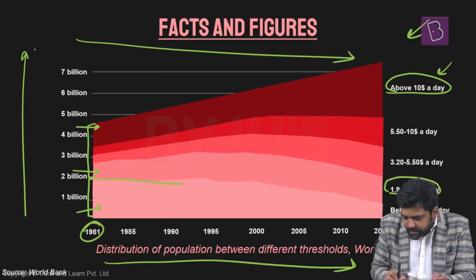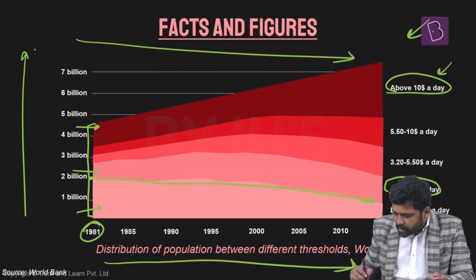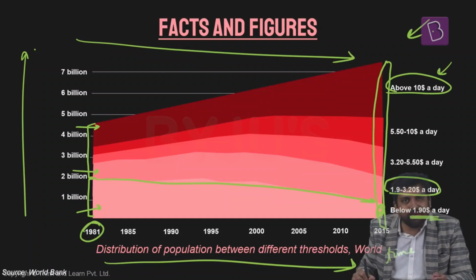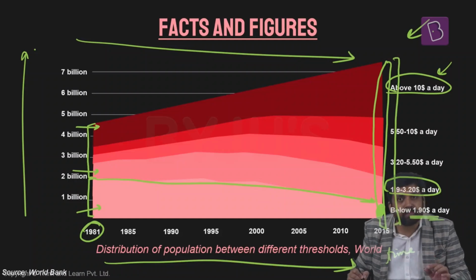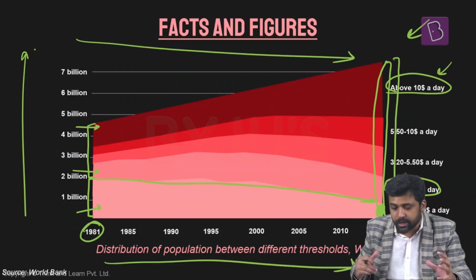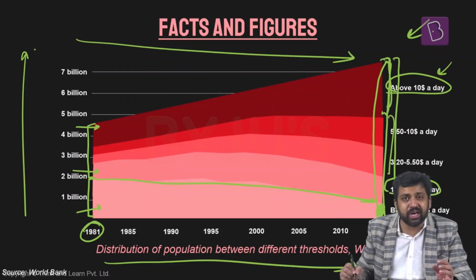But over a period of time, what has happened? This light pink area is gradually decreasing in its size. If you look at 2015, this light pink is way less than what it was in 1981. And just look at this light pink as compared to the entire population. So the proportion of people living under extreme poverty has also gone down drastically. The proportion of people in this dark maroon or these other shades has also increased drastically.